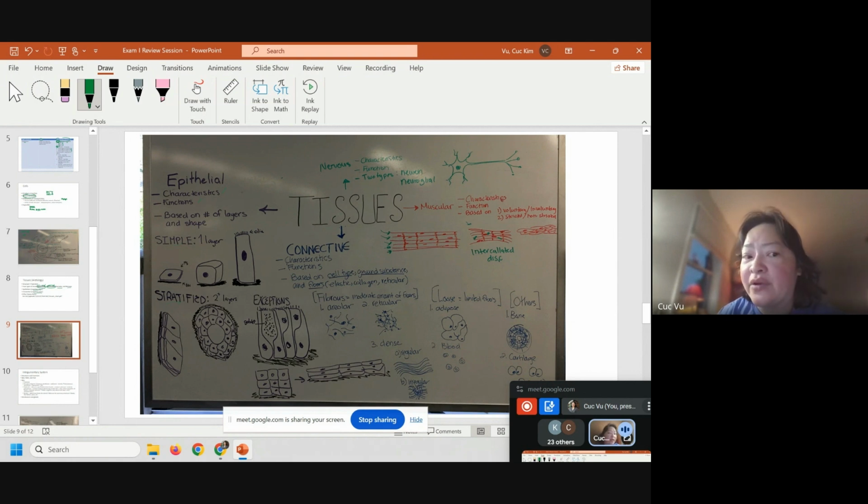So for example, I could ask, what's the characteristics of epithelium? And if you wrote down a function, that wouldn't be right. Okay, so that's why you have to be able to distinguish the difference between characteristics versus function.